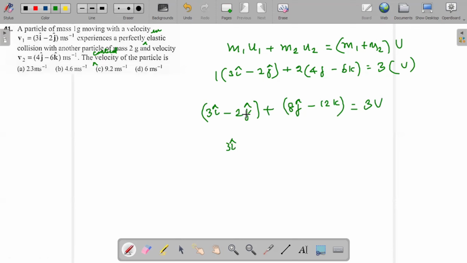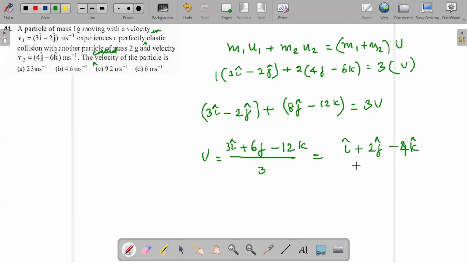For j, minus 2 plus 8 is plus 6j. For k, there is none here, so here we add: minus 12k. Divided by 3, its velocity is i plus 2j minus 4k.